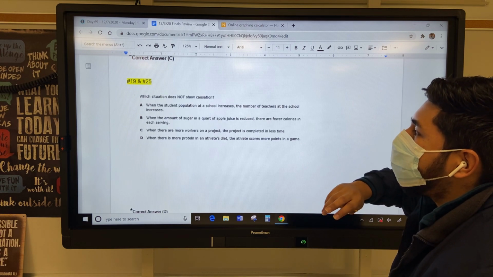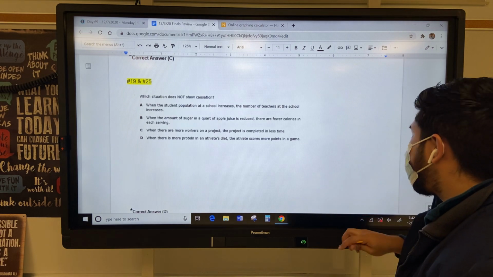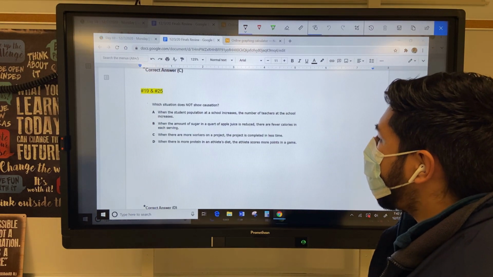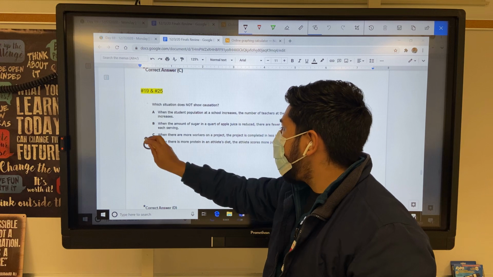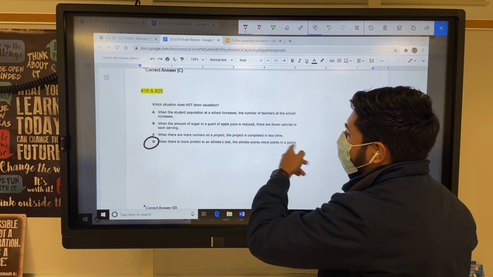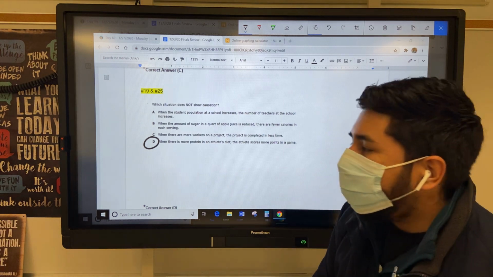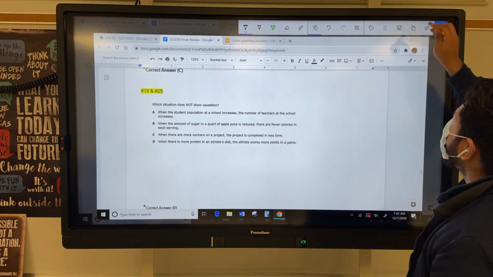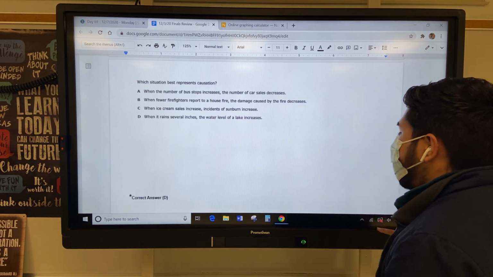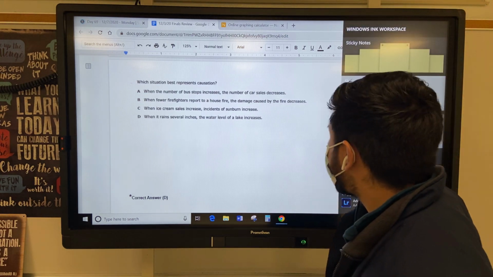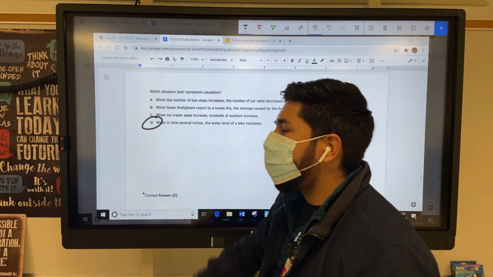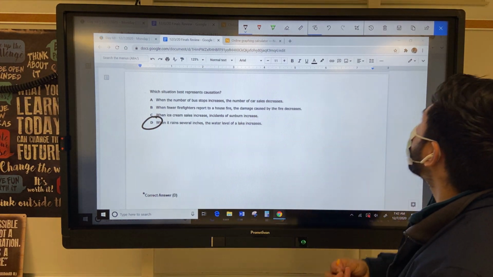Causation, which one does not cause the other? That's pretty straightforward. I know a lot of us did pretty good on this, so I don't really want to go over too much. The answer is D. When there's more protein in an athlete's diet, the athlete scores more points. That does not matter. Does not matter what you eat to score more points. What is causation? The answer is D here also, because when it rains, the water level of the lake increases. That's completely true, especially because we live in Houston.